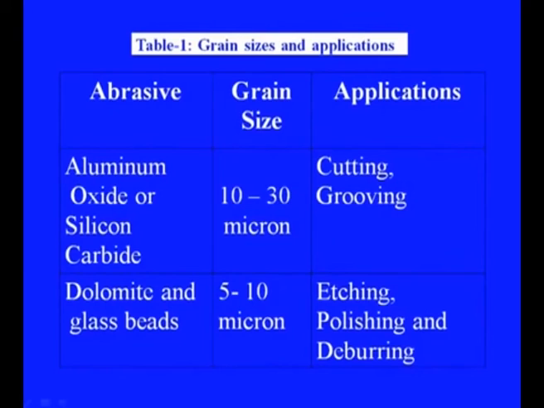So, here the grain sizes and the materials are shown according to the applications. For cutting and grooving, generally 10 to 30 micron abrasives are used, mostly aluminum oxide or silicon carbide. For etching, polishing and deburring, 5 to 10 micron size particles are used. Generally dolomites and glass beads are recommended. So, we have seen that for etching, polishing and deburring processes, finer abrasives are recommended.